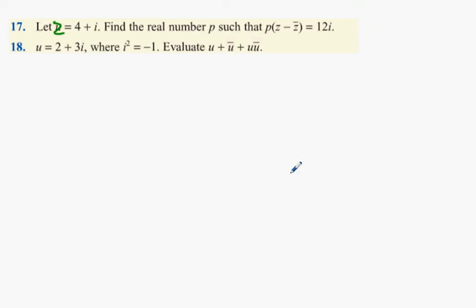Okay, now here's what happens, guys. Find the real number P. What does real number mean, Sam? It means it doesn't have an i. It can be a fraction, a decimal, anything that doesn't have an i in it. Now, what it asks me to do is, whatever this number is, it gets multiplied by Z minus Z bar. Would you agree with that? And the answer is 12i.